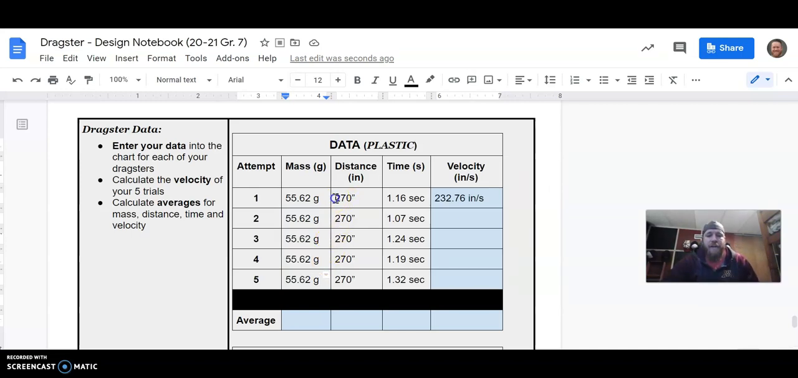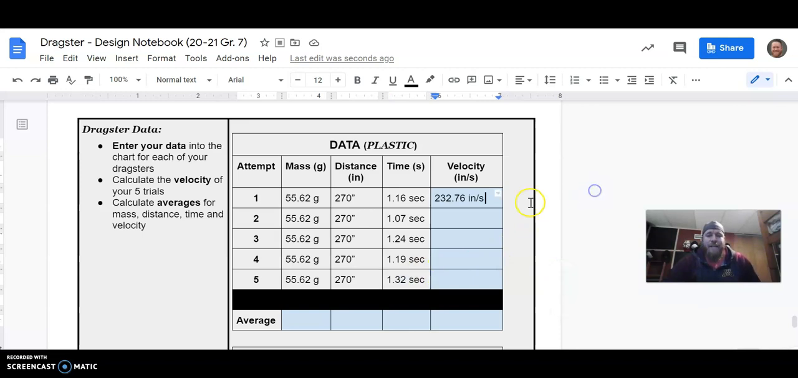The track that we have in class is 270 inches from the start to the finish. And so this tells me that when I raced my gray 3D printed car, it made it all the way to the end of the track. So it went 270 inches. The times were different, so it wasn't the same time each time. The first time I tried this, it took 1.16 seconds, and it was 1.07 seconds, 1.24 seconds on the third try, 1.19 seconds on the fourth try, and then 1.32 seconds for the fifth trial.